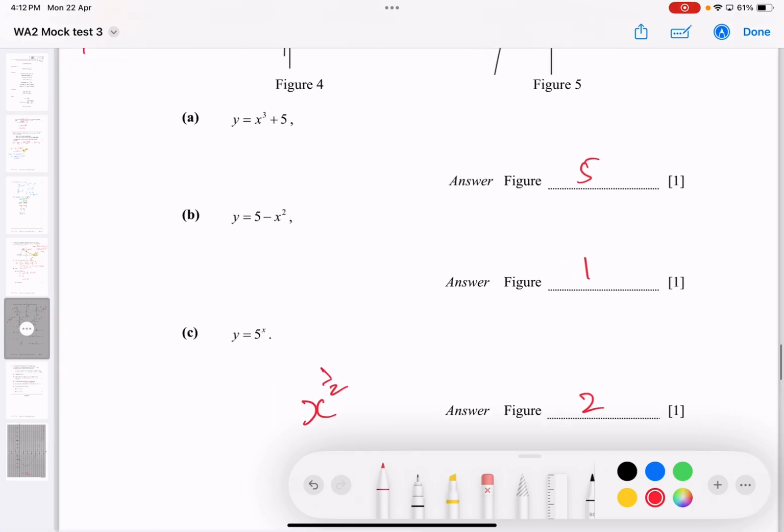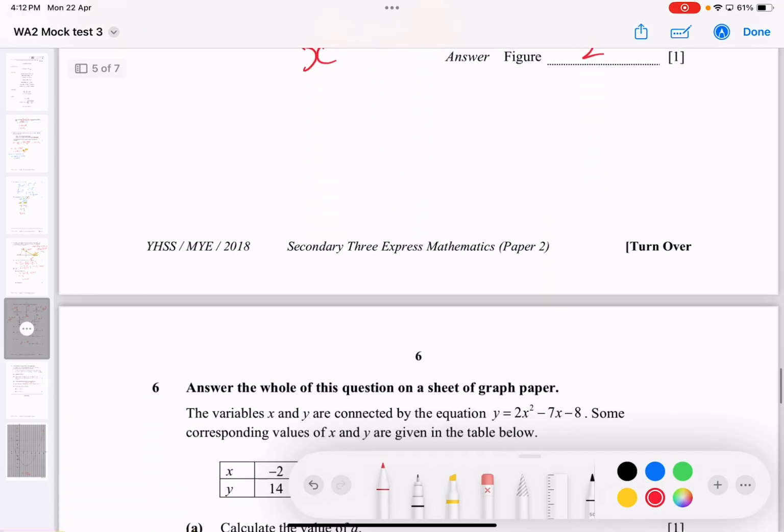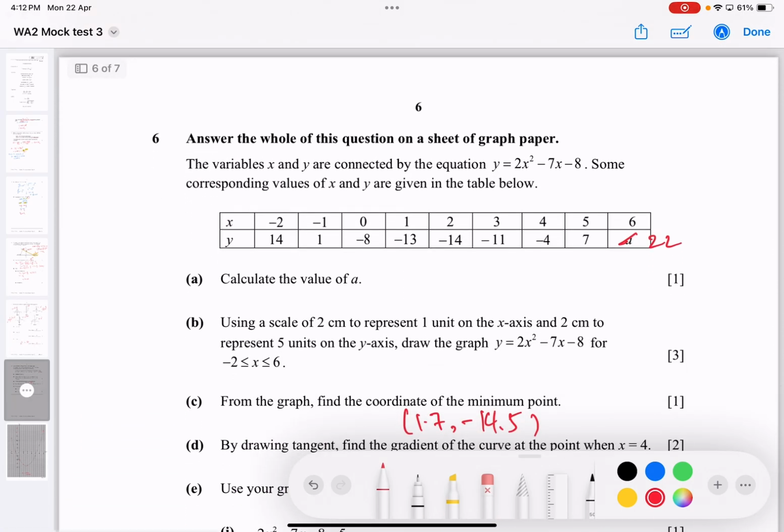X to the power of half? Yes, it's tested. X to the power of half is square root x. This is under indices. But this one is not tested for graph. No, there's no graph for that. I mean, we never test you a graph for this. Never. Alright, the last question.